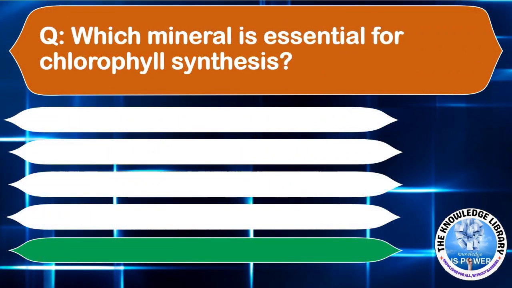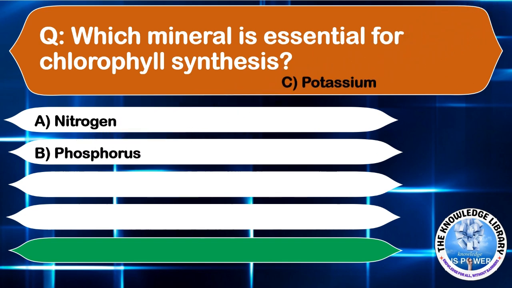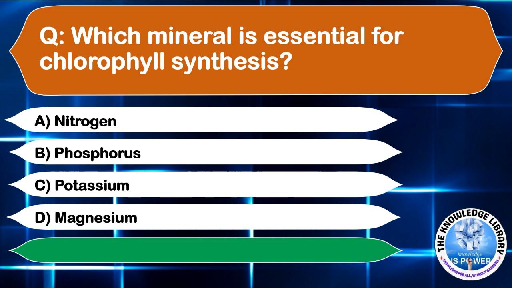Which mineral is essential for chlorophyll synthesis? Option A, nitrogen. Option B, phosphorus. Option C, potassium. Or option D, magnesium. The correct answer is option D, magnesium. Moving to the next question.